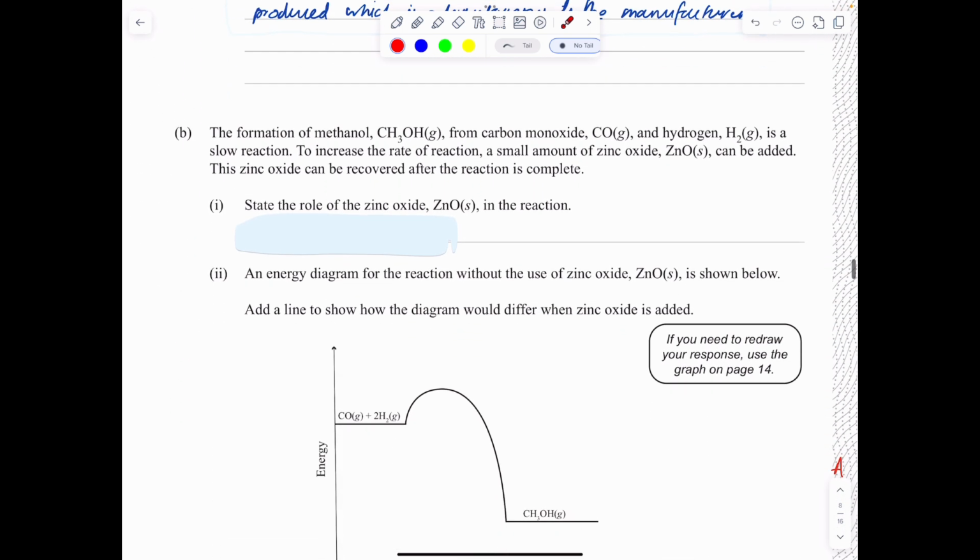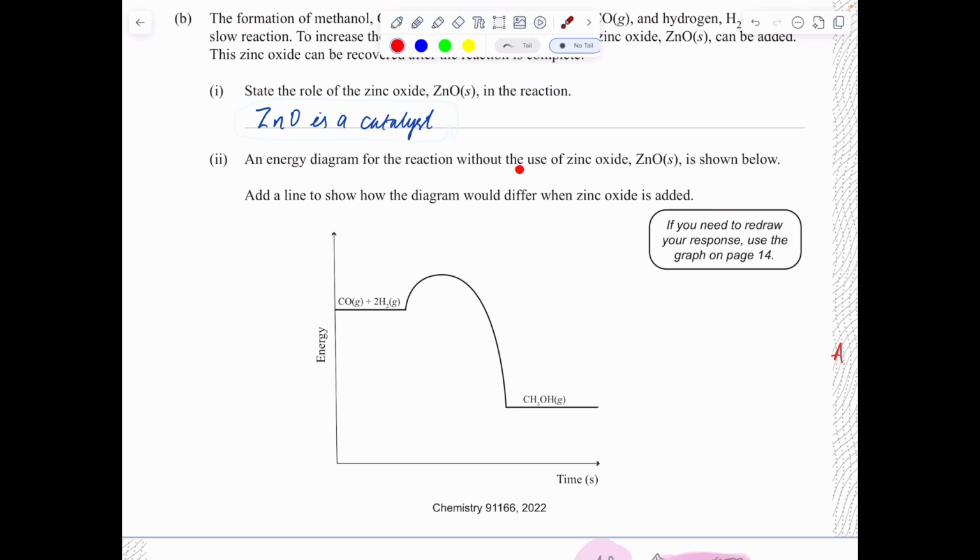Let's move on. The formation of methanol from carbon monoxide and hydrogen gas is a slow reaction. To increase the rate of reaction, a small amount of zinc oxide can be added. This zinc oxide can be recovered after the reaction is complete. State the role of zinc oxide in the reaction. Okay, well, whenever you have something that's increasing the rate of reaction, it's not used up, what is it? It's a catalyst. Okay, easy peasy.